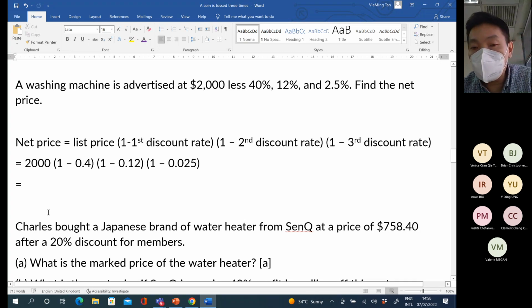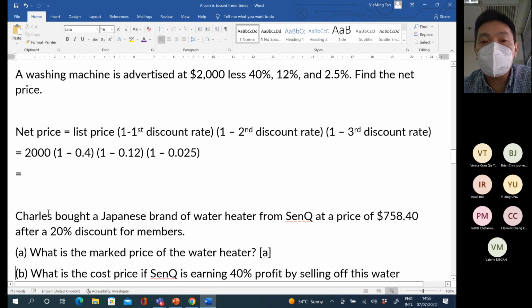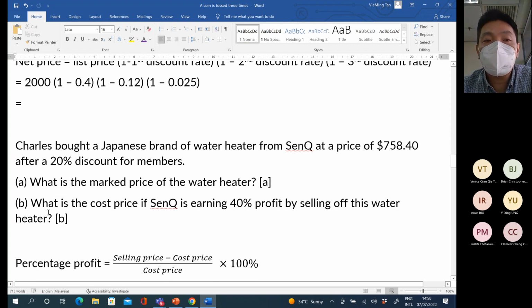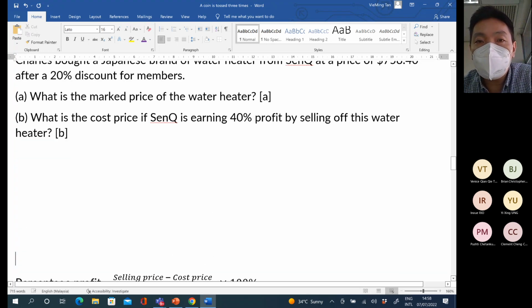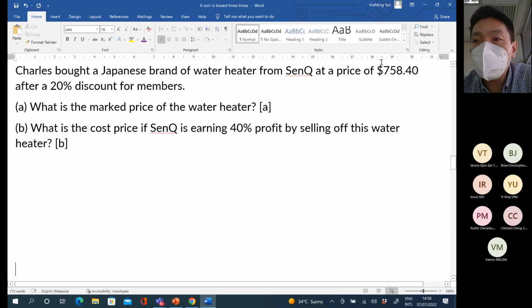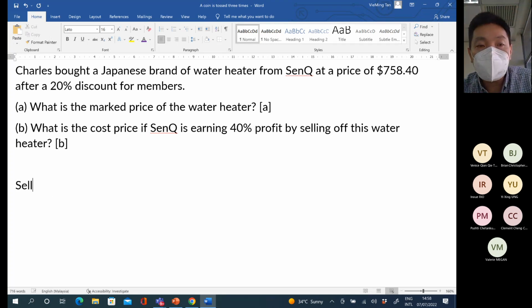Okay, then next question is on SenQ. This also quite a number of students ask the question. So let us analyze the question first. So this question is, Charles bought a Japanese brand of water heater from SenQ at this price. Okay. So what is the meaning of this sentence? So that means this is the selling price, okay, that had to be paid by customer after all the discount. And this is the selling price. Okay, so I put here selling price after discount.